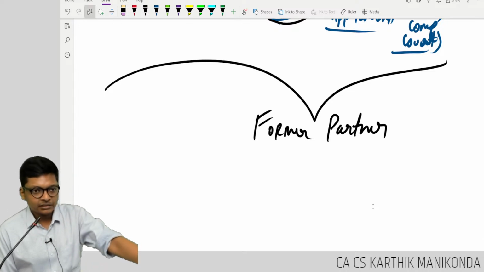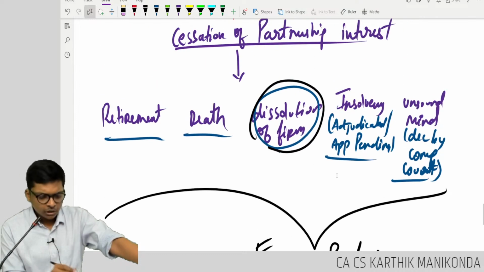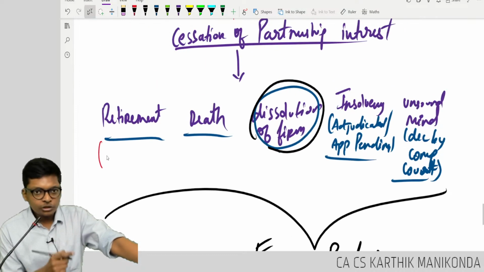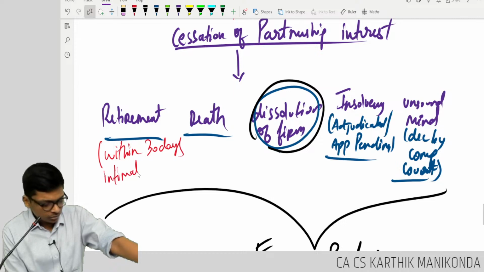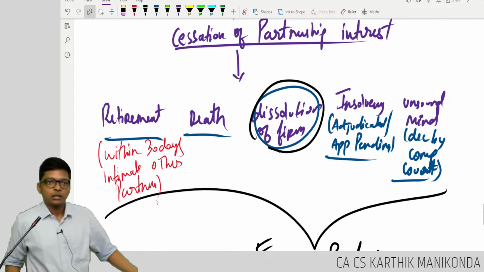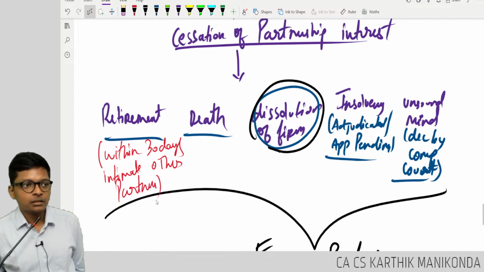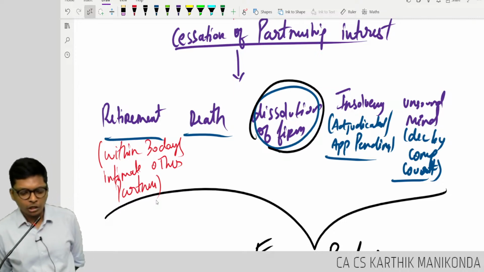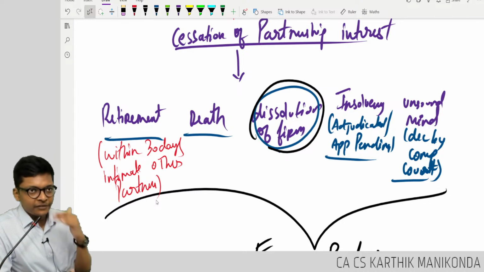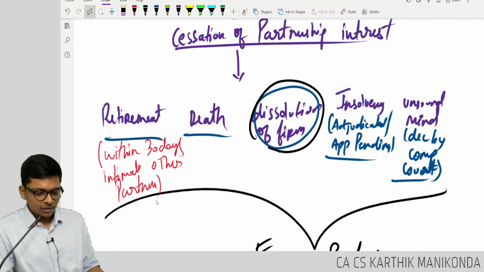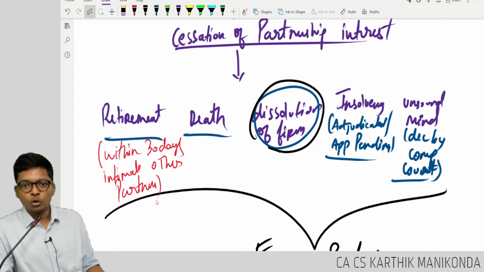Are you following, guys? Now I'll give you a flow chart below this. For retirement alone, write down: once you retire, within 30 days, intimate other partners. Always important to inform. Nothing will happen, nobody is going to say anything. You inform, that's all. Within 30 days, intimate to other partners. Are you all able to follow, guys?